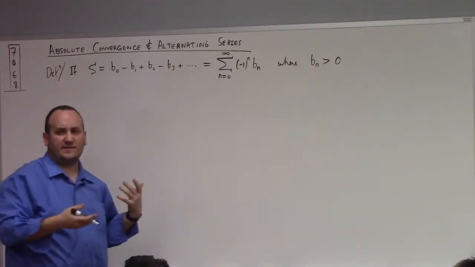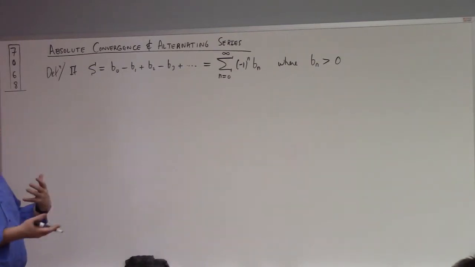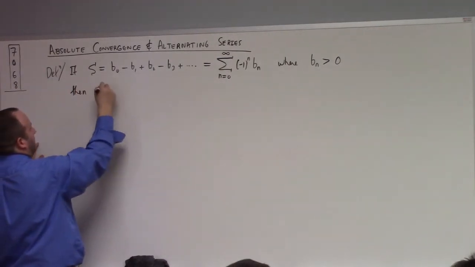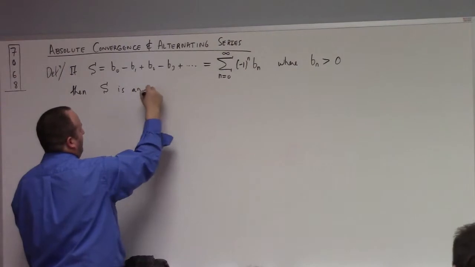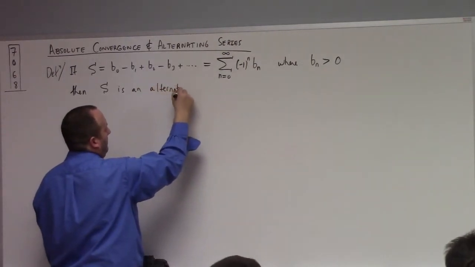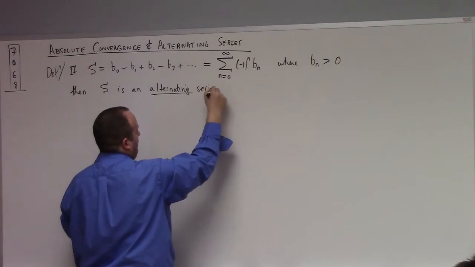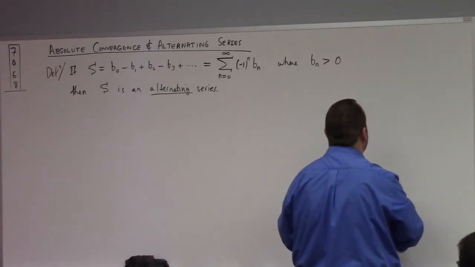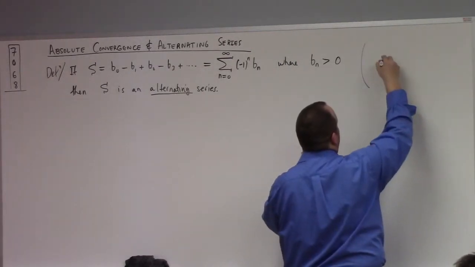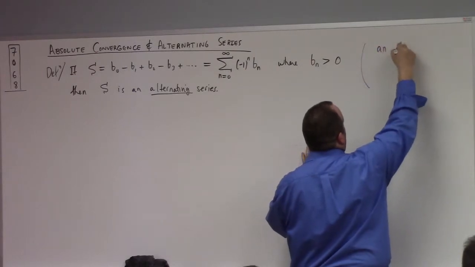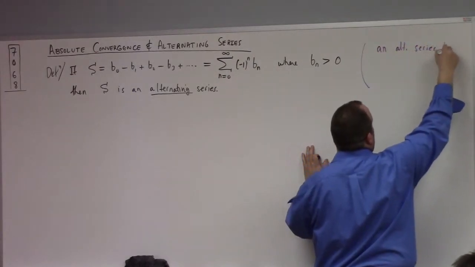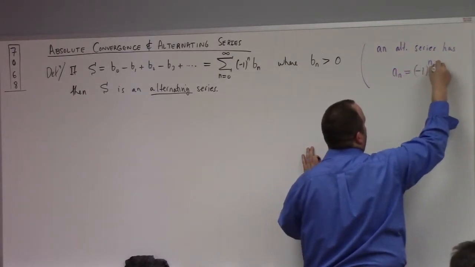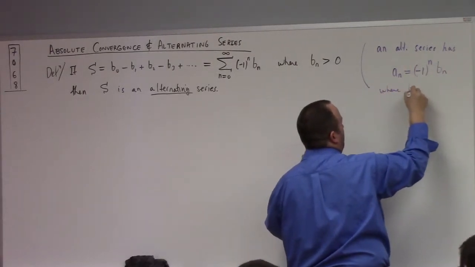The reason I do this is because then I can tell you an alternating series, in other words, then S is alternating. So the reason for me not using the same letters as he does is because I like to be able to write the following. I like to be able to say an alternating series has a sub n equal to minus 1 to the n times b sub n, where the b sub n are positive.